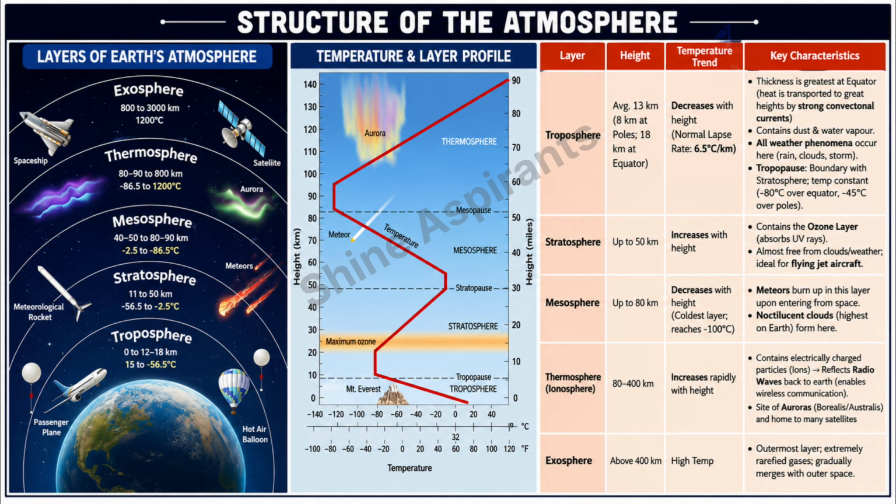Layer 5, Exosphere. Height above 400 kilometers. Temperature very high. Key characteristics. Outermost layer. Extremely rarefied gases. Gradually merges with outer space.